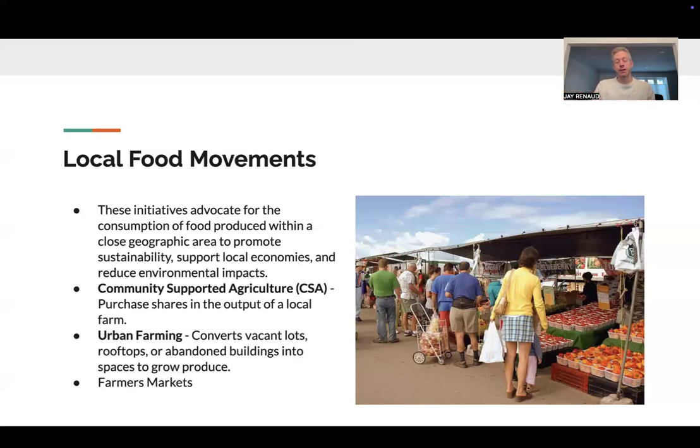Another great example of a local food movement would be your local farmers market. Farmers market is great on the weekend. Go to get the locally sourced food. You might pay a little extra, but maybe it's worth it knowing where that food comes from and you're supporting the farmer directly without all the different steps in the commodity chain.